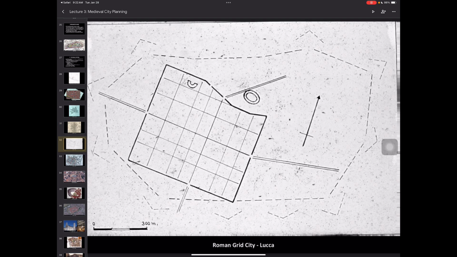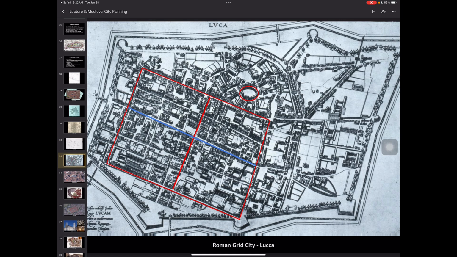Another Roman city is the city of Lucca, which is also very well preserved. So we have our castrum right here, right? Our cardo, our decumanus, and then we do have our amphitheater in this case. So we can see it's very neatly laid out, right? There is the original Roman grid. There are our cardo and decumanus.